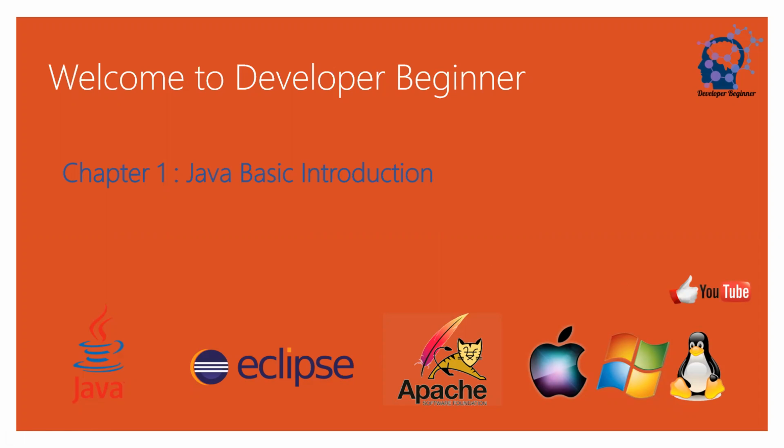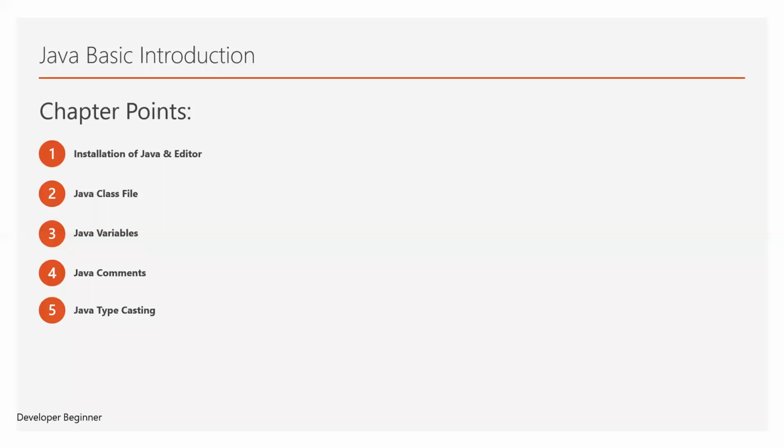In this video, we will cover Java basic introduction. In this chapter, we will cover the installation of Java and editor, the Java class file, what is a Java class file and how to create a Java class file in Eclipse, Java variable, how to create a variable and initialize a value in Java, Java comments. A Java comment is used to document or note the information of class, attributes and methods. Java typecasting. Java typecast is used to assign the value from one type of object to another type.